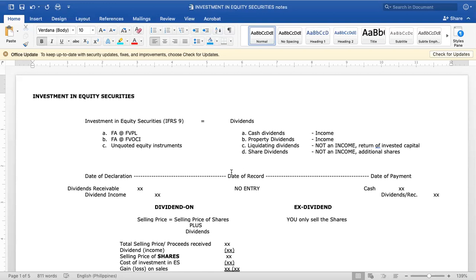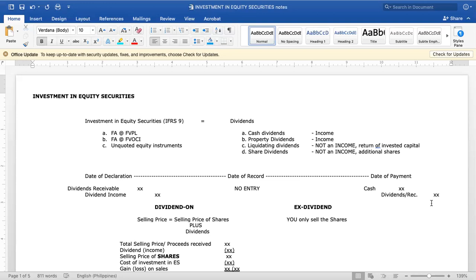The second date is the date of record. On this date of record, the corporation just gets the names of the shareholders who are qualified to receive dividends. If your name is there as a shareholder on the date of record, it means you are qualified to receive dividends. But if it is not, you're not qualified to receive dividends. Then the next is the date of payment. Not all the time is the dividend paid right away. After the declaration, the actual release of the dividend may not have happened yet, and only the shareholders subject to the dividends, those addressed on the date of record, will receive them.